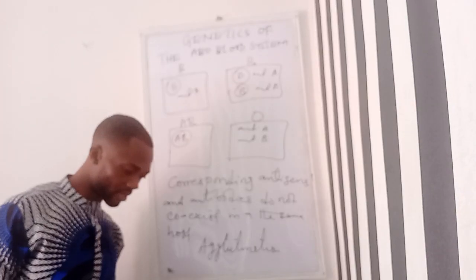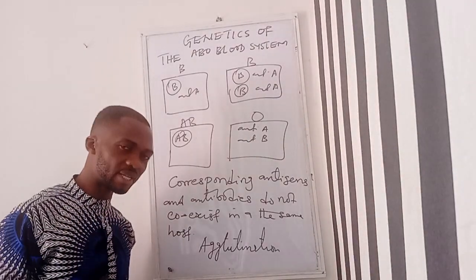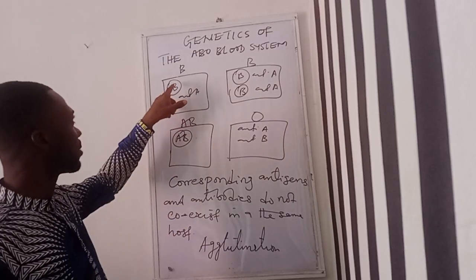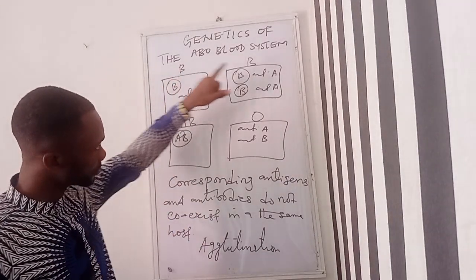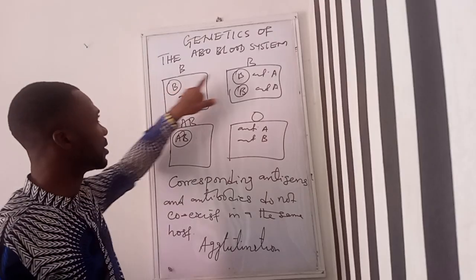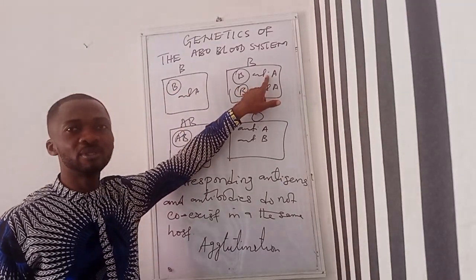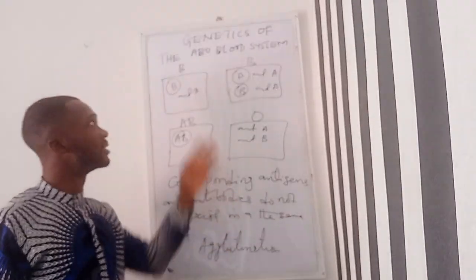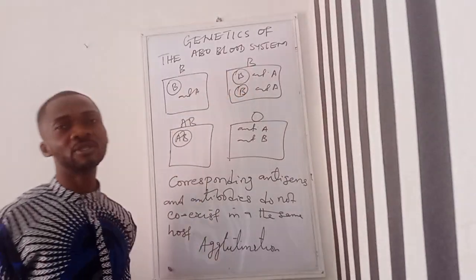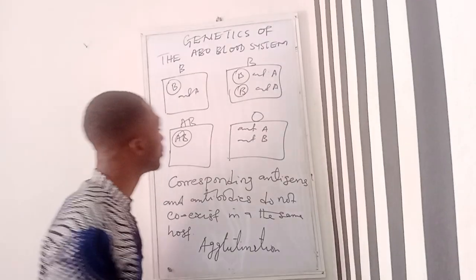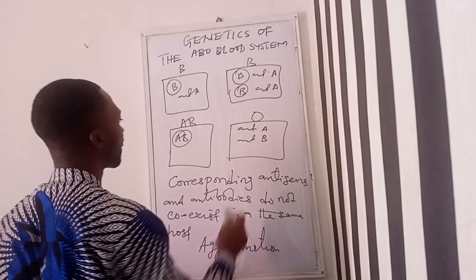The problem arises when there's corresponding antigen and antibody. So in this case, we'll have antigen A, we'll have antigen B, we'll have antibody A. So they are not corresponding. So the B can comfortably donate blood to fellow B.